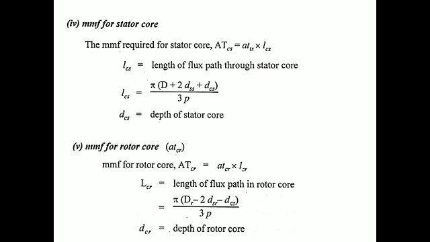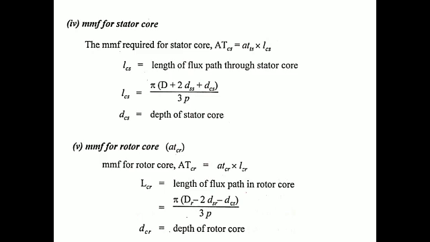So the lcr value is nothing but the length of the flux path in the rotor core. We had a formula here: pi into (dr minus 2 dsr minus dcr) divided by 3p. Here dcr is nothing but the depth of the rotor core, and dsr is nothing but the depth of the rotor slots. So that's all for the content. We had 5 formulas here. Listen here, just concentrate on the formulas.